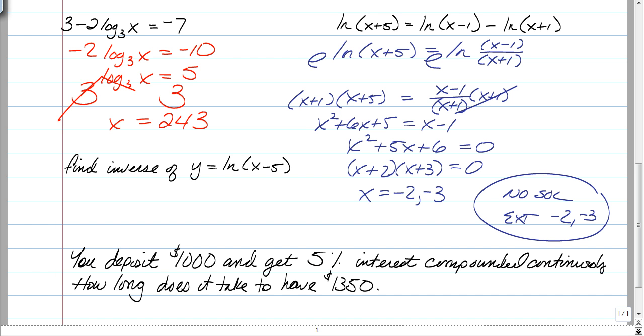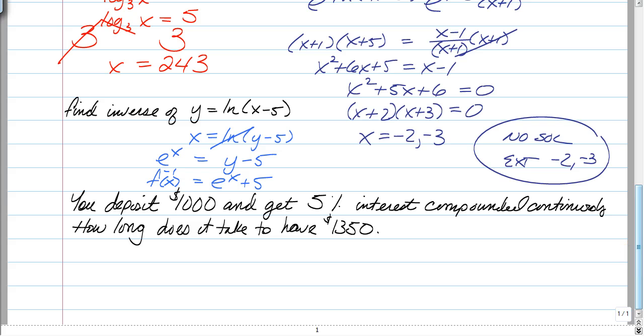Finding inverses. We know that finding inverses is basically switching x and y and solving for y again. So we know this is actually x is equal to the natural log of y minus 5. So now in order to get y minus 5 by itself, we need to take e of both sides. So this becomes e to the x is equal to e to the ln, which is going to cancel that out, which is just going to give us our y minus 5. So all you have to do is add 5 to both sides, and you're going to get that the inverse is equal to e to the x plus 5. All right, that's it for that one.